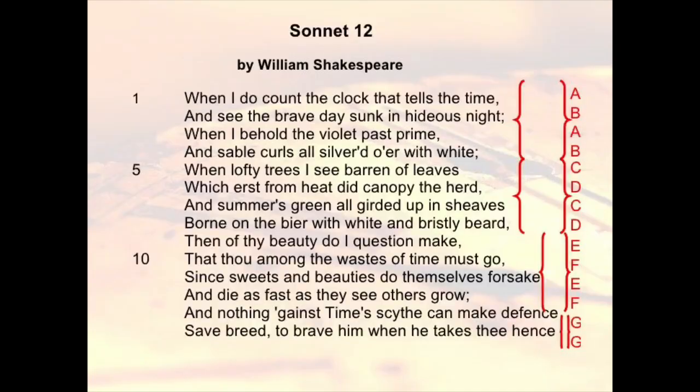And so the couplet gives us a sort of answer. And it's a pretty standard Shakespearean answer for this nobleman. His couplet goes, "And nothing 'gainst time's scythe can make defense, save breed to brave him when he takes thee hence." So nothing can go against the scythe of time, cutting down everything in its time, except to breed, except to have children and live through your legacy that way.